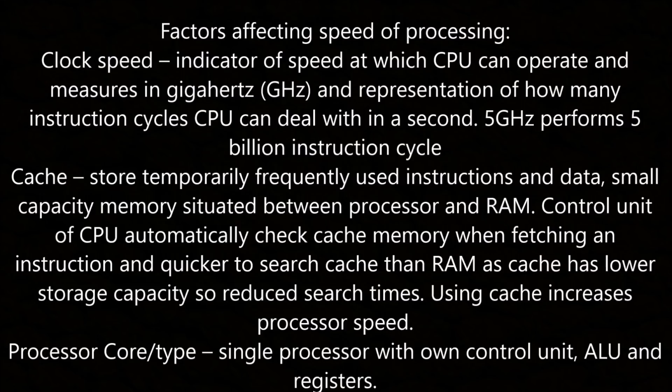Cache is when you store frequently used instructions and data temporarily in small capacity memory, such as between the processor and RAM. The control unit of the CPU automatically checks the cache memory when fetching an instruction, and it is quicker to search the cache than the RAM, as the cache has lower storage capacity, so reduced search times, and using cache increases the processor speed. The processor core is a single processor with its own control unit, ALU, and registers.